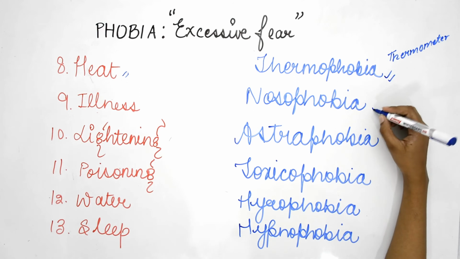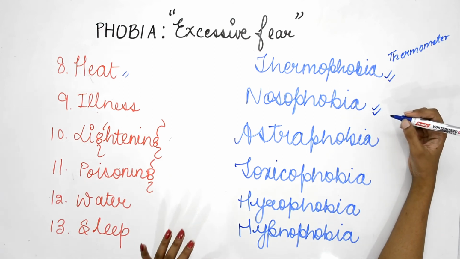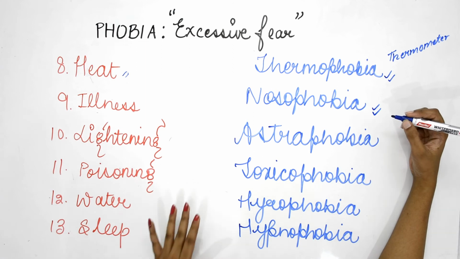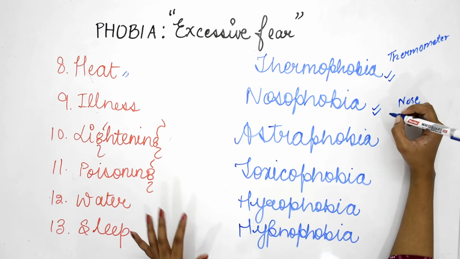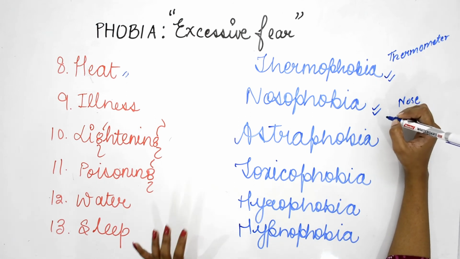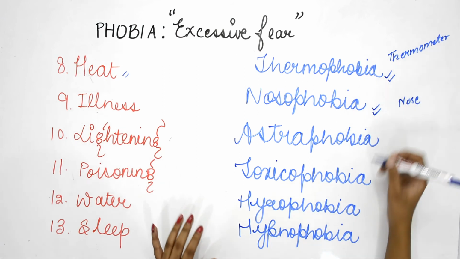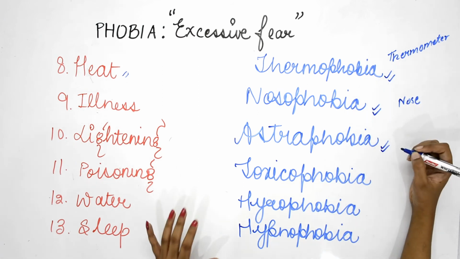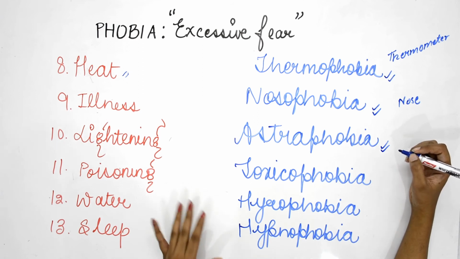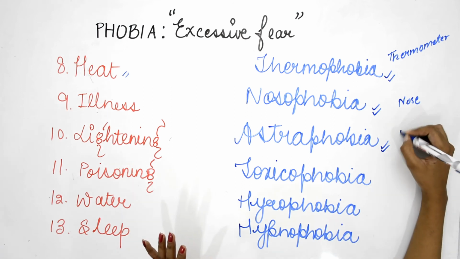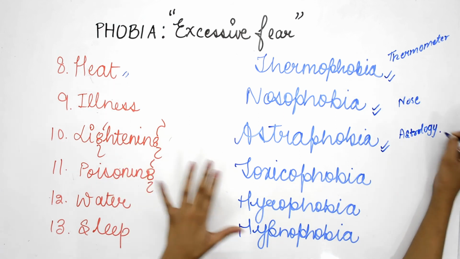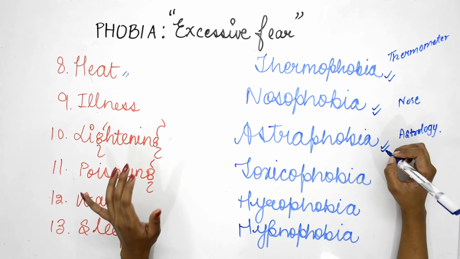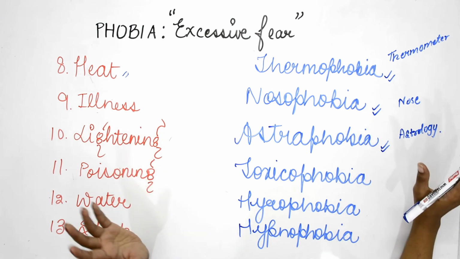The next word is nosophobia. Okay, so whenever we get sick, we usually suffer from a runny nose. So nose is the key word for remembering this one. So the fear of illness is nosophobia. The next word is astrophobia. So basically all of the stars and the moon are found in the night sky. So we can easily remember the word astrology. So lightning, astrology. We can easily connect the two words and remember astrophobia, which is the fear of lightning.